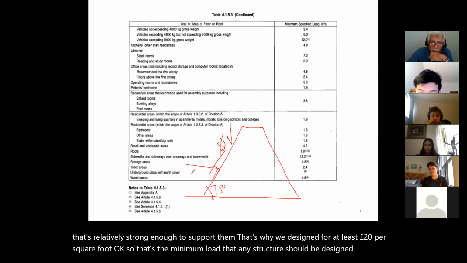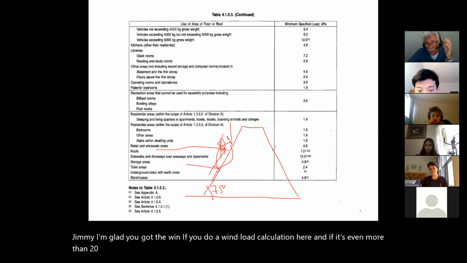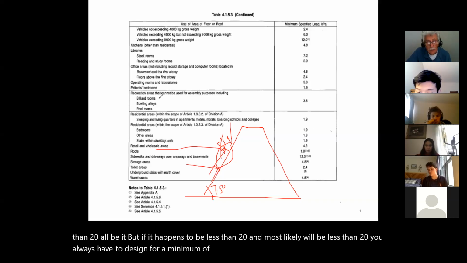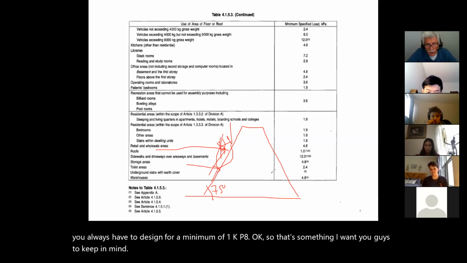And Jimmy, I'm glad you brought up the wind. If you do a wind load calculation here, and if it's even more than 20, albeit, but if it happens to be less than 20, and most likely it'll be less than 20, you always have to design for a minimum of 1 kPa, okay? So that's something I want you guys to keep in mind. And of course, warehouses and so on.